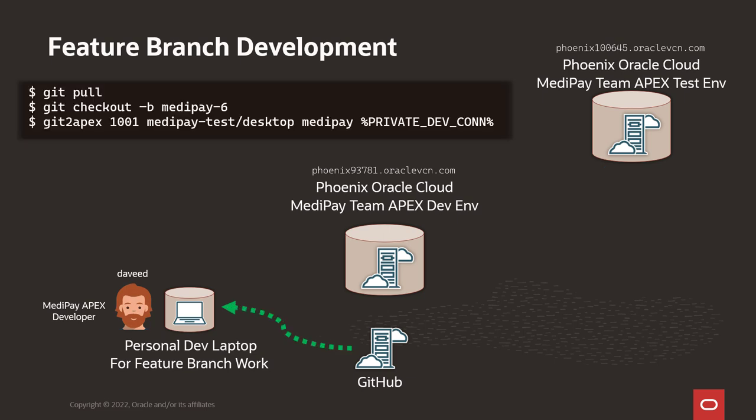David starts the process by doing a git pull to get the latest team development version onto his local repo area. A git checkout -b MediPay-6 is the command he runs to create himself a branch based on the ticket number 6 in the team development system in Apex. Running git to Apex, he installs his local repo into his Apex running on his laptop environment.